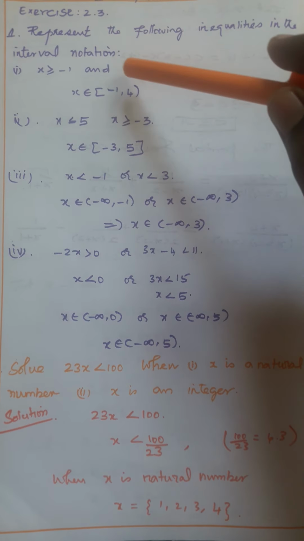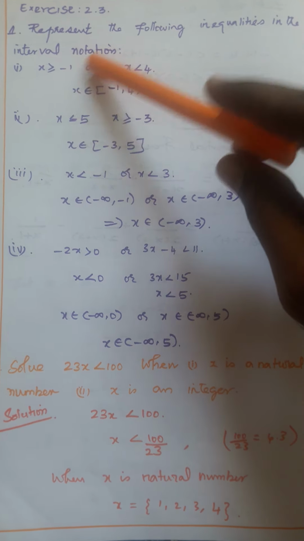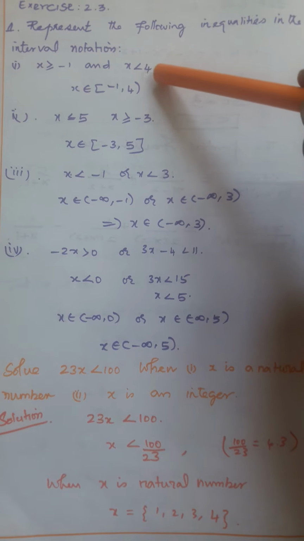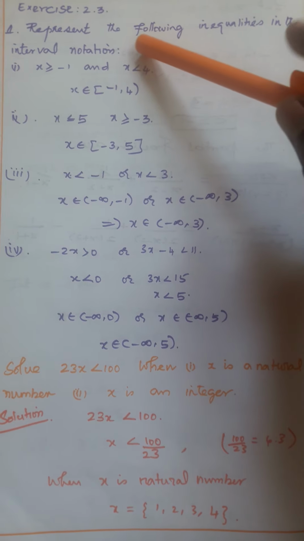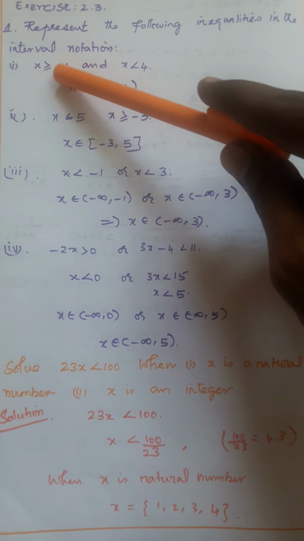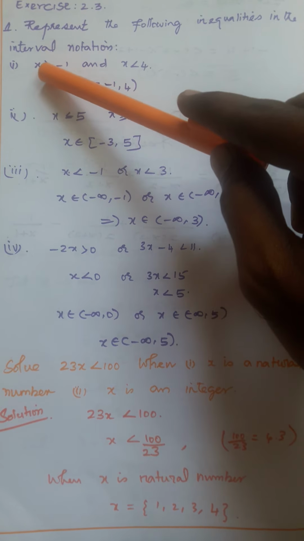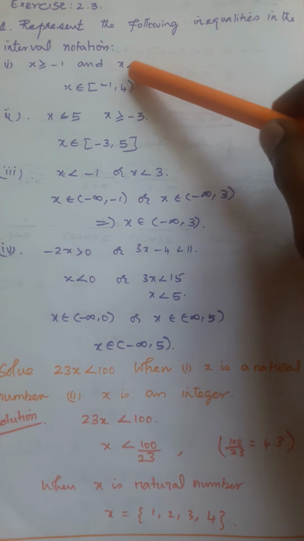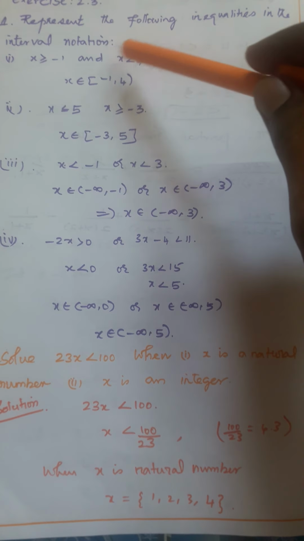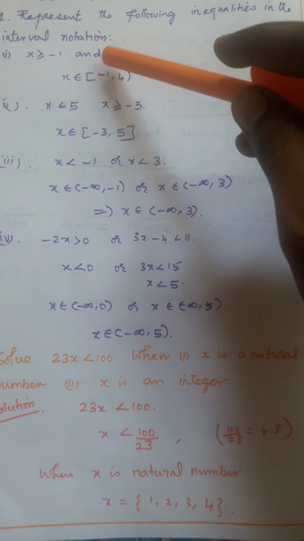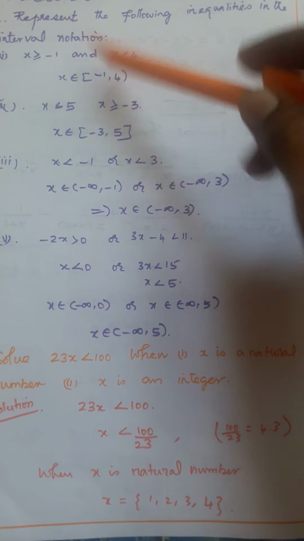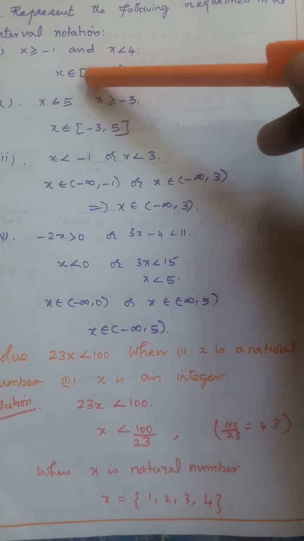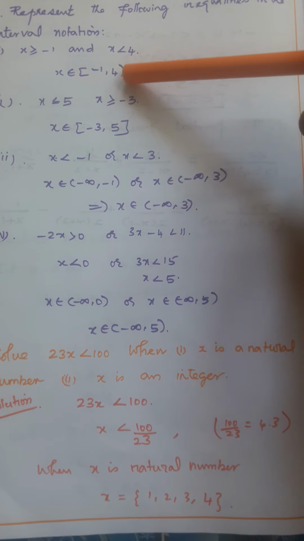The first one, x is greater than or equal to minus 1 and x is less than 4. So your x starts from minus 1, including minus 1 because of the equal to, and is less than 4, so 4 is not included. So your x belongs to the interval minus 1 comma 4. So minus 1 is closed and 4 is open.